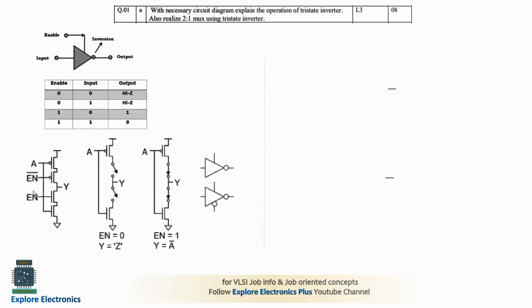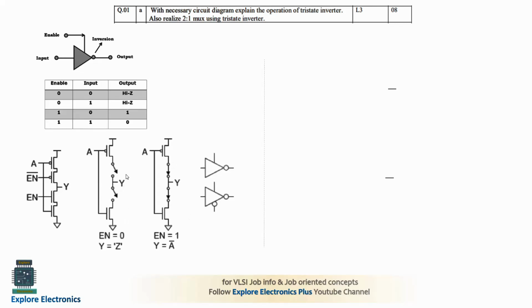When enable is equal to 1, you can see the 2 transistors will be on, both the N transistor and the P transistor. The ones in between are 1, and this will act as a normal inverter. When A is 1, A bar will be generated as output, as 0.